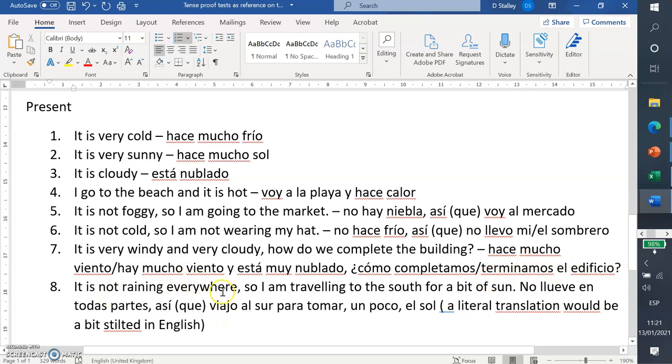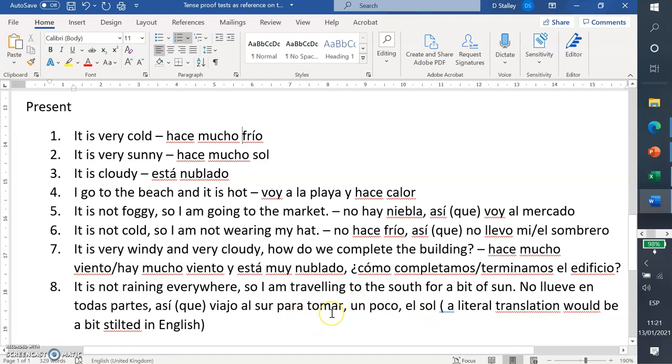And the last one, it's not raining everywhere, so I'm traveling to the south for a bit of sun. No llueve en todas partes. So llueve, remember that is a completely different verb than most of the other ones, as is snowing. So no llueve, again a negative form, en todas partes, everywhere. Así or así que, and then viajo, I travel to the south. So it's a bit like the market one. So to is a, the south is el sur. So a plus el squishes together and becomes al. And para tomar un poco el sol.